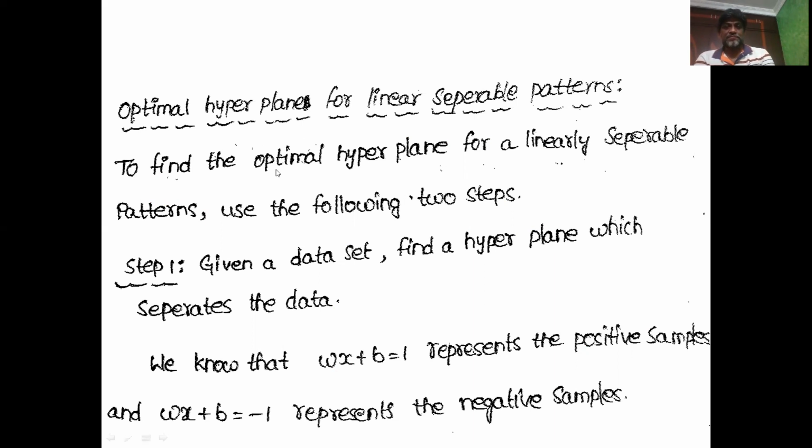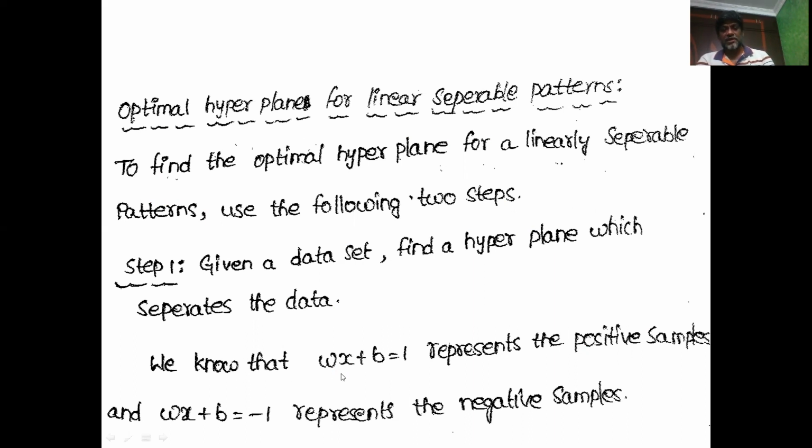Okay, now to find the optimal hyperplane, first we need to find a hyperplane which separates the data. So it need not be an optimal hyperplane. First thing is you need to identify a hyperplane that separates the corresponding data into two classes.